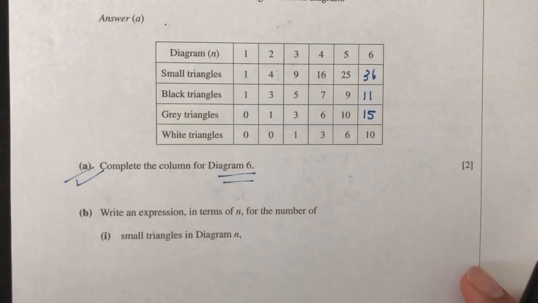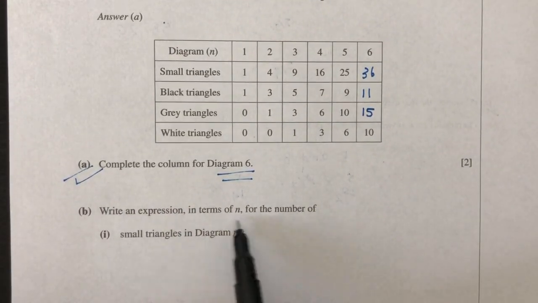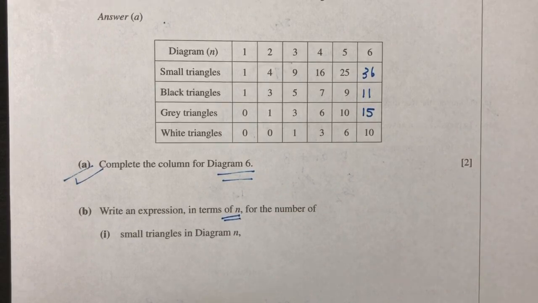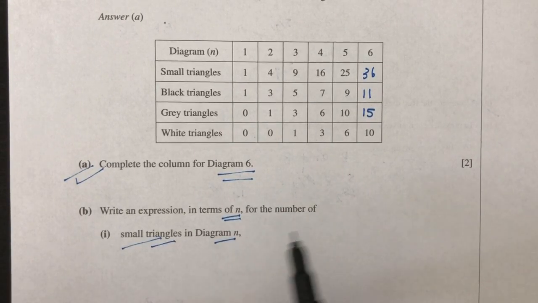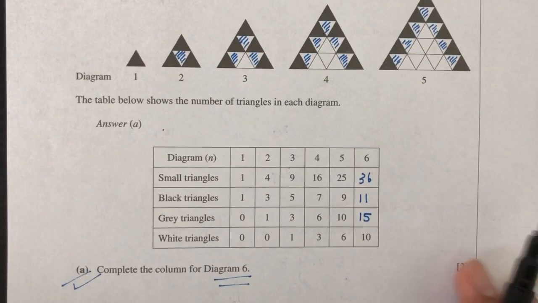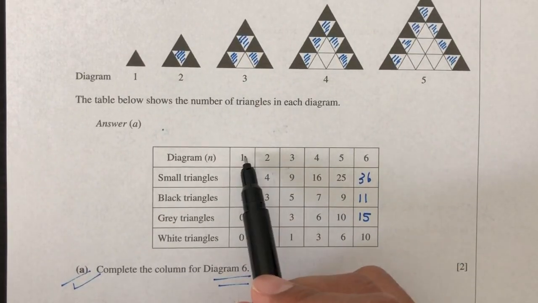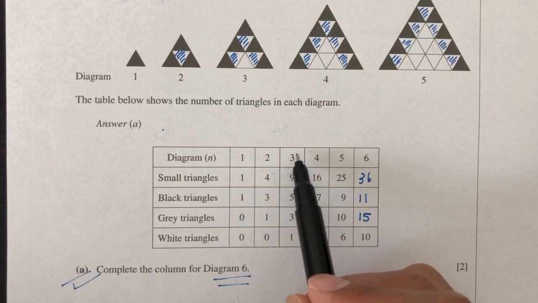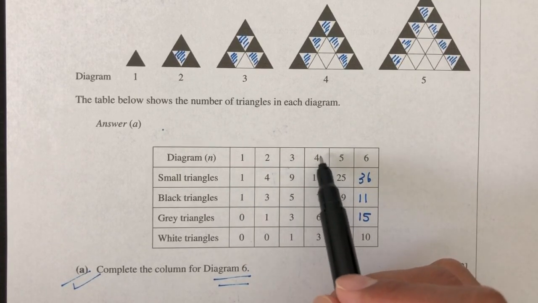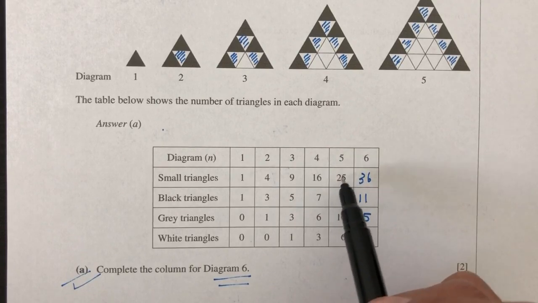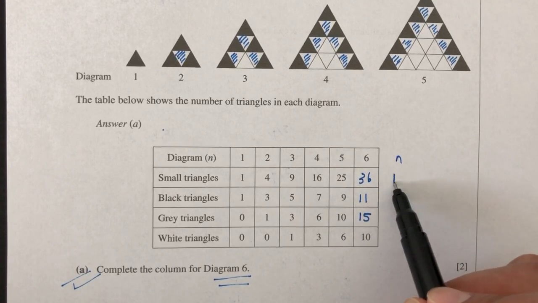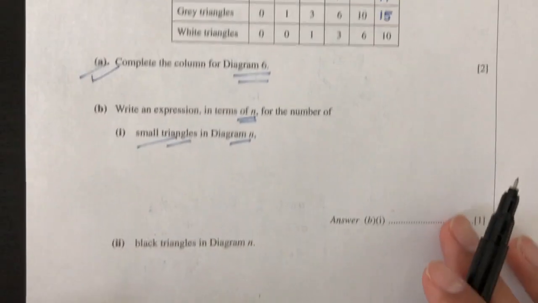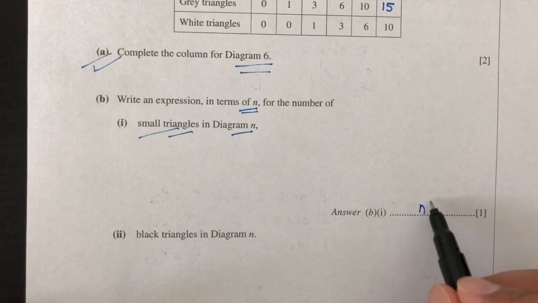Done. Now for part B, write an expression in terms of n for 1, the small triangles in diagram n. As we have seen, 1 becomes 1, 2 becomes 2 squared, 3 becomes 3 squared, 4 becomes 4 squared, 5 becomes 5 squared. So if you have n, it becomes n squared. So here will be n squared.